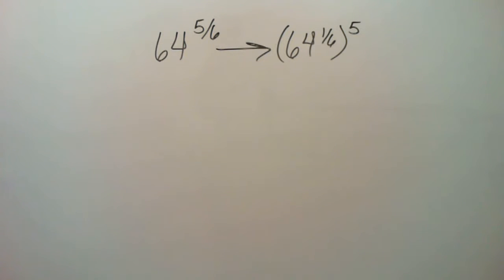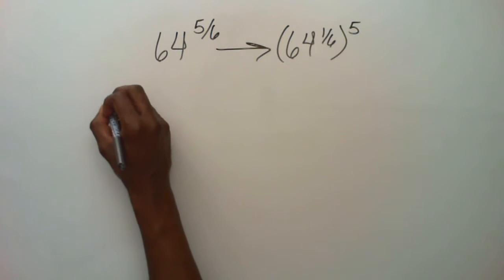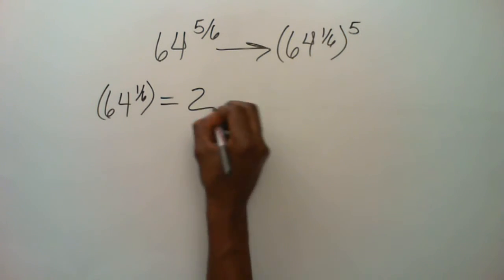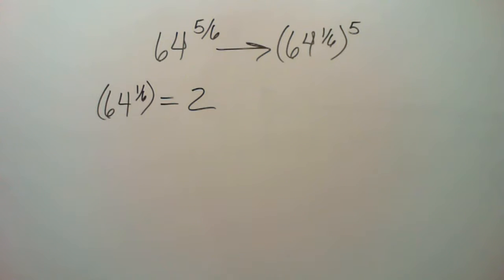Now that I have rewritten the problem, I'm going to find the 6th root of 64. I know 2 goes into 64 6 times, so 2 is the 6th root of 64. Now that I have the 6th root of 64, I can raise 2 to the 5th power to get the answer 32.